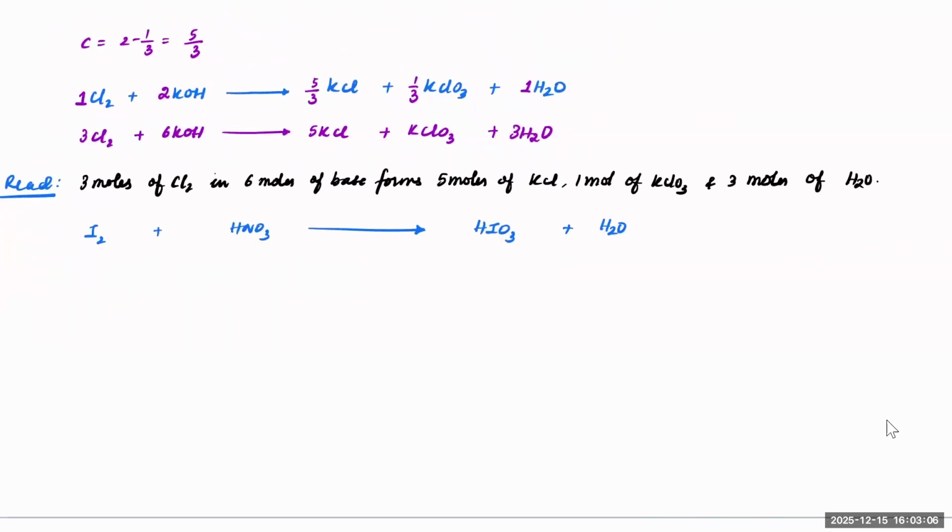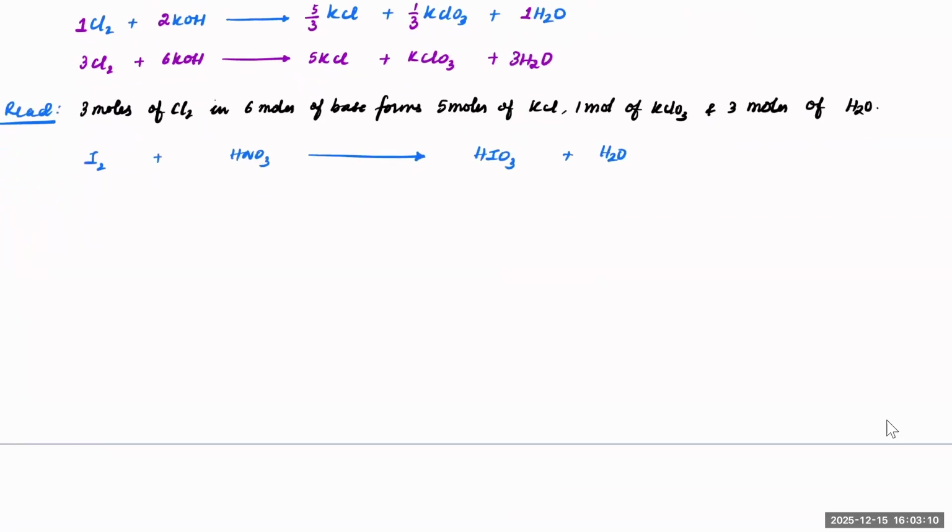Clear? Next. Lastly, if at all I have I2, in a similar way, if you balance it, what is the value you will get here is 10. And here you will get 2. And here, sorry, I will have another one, 10 NO2. And then I'll have 4 H2O. This is the balanced form. Now you know how to read the reaction as well, correct?